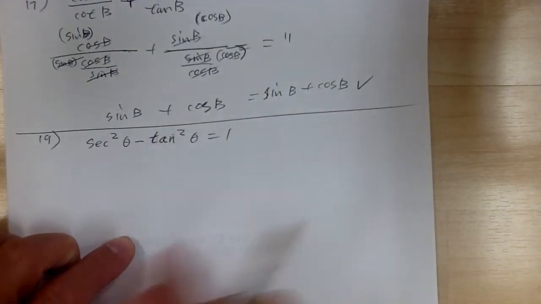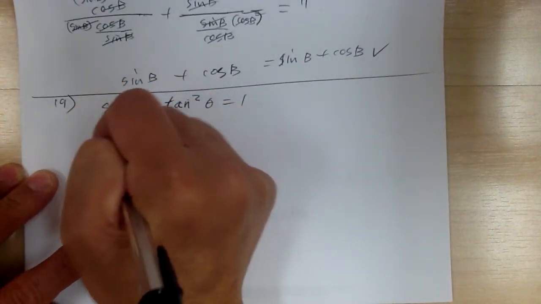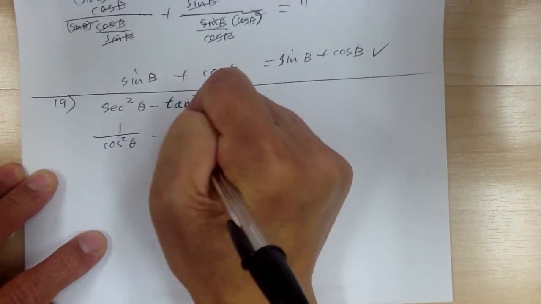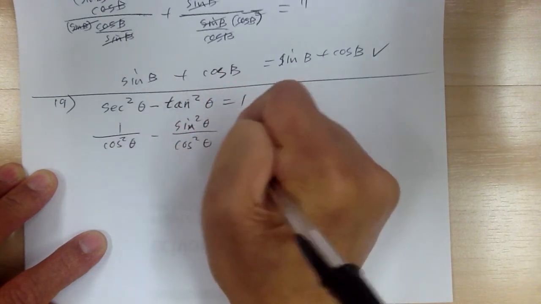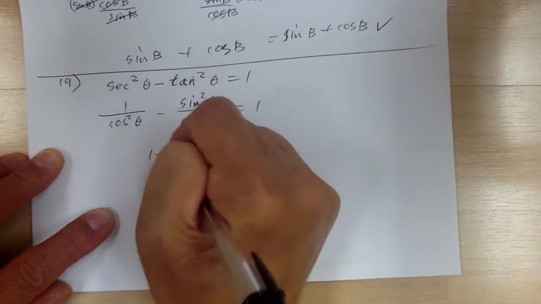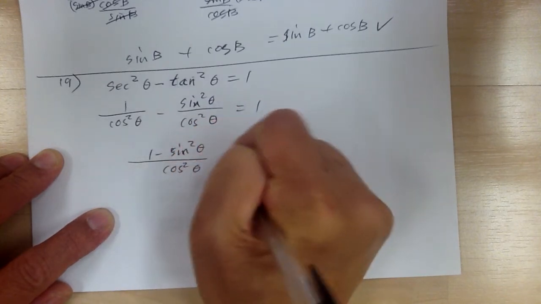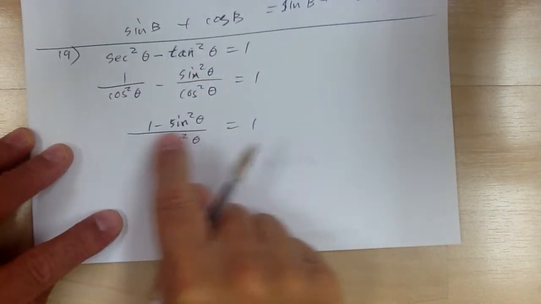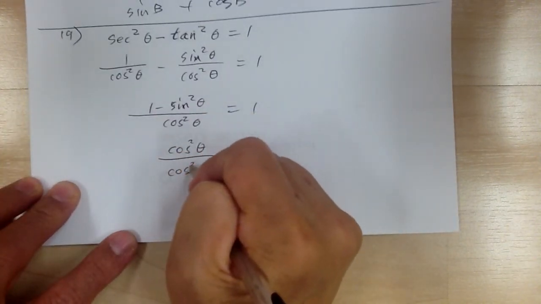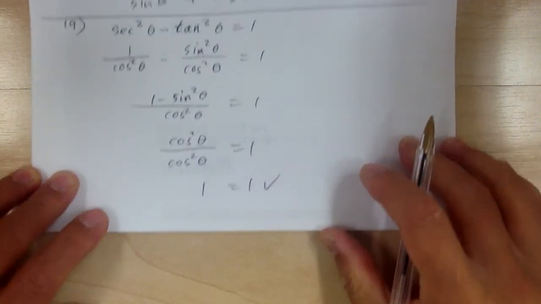Okay? So again, what you want to do is convert it into sine and cosine. So secant is 1 over cosine. Tangent is sine over cosine. Okay, so now you have common denominator, so you can subtract. So you got 1 minus sine square theta over cosine square theta. Okay, so again, you can put them together, and 1 minus sine square is cosine square. Right? And cosine square over cosine square is 1. Check.